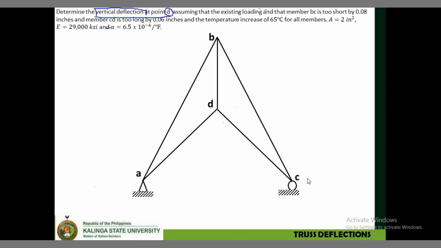Now, my choice would be downwards. So, this is my assumption. My assumption here, point D will move downwards. Kaya doon ko ilalagay si 1. Again, nasa step 2 tayo. Iniskip ko si step 1 kasi walang external loadings. So, nag-proceed ako kay step 2. After na nailagay ko si unit load na 1, using the static equations, masosolve ko ngayon yung mga reactions kay A at saka kay C.